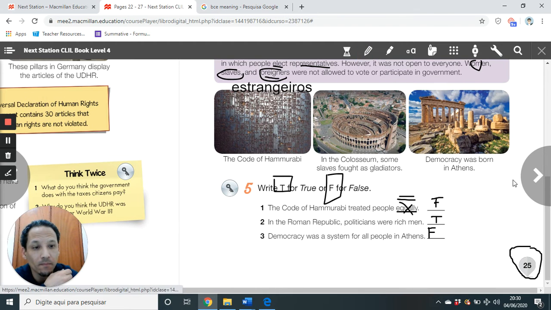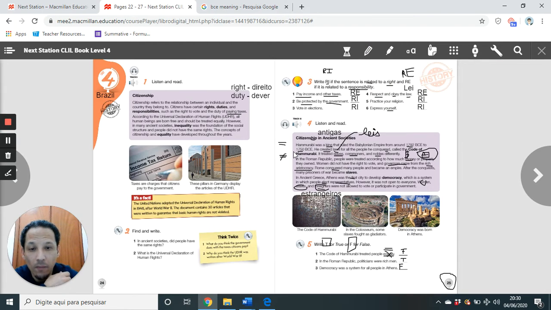Students, pay attention. One paragraph, two paragraphs, three paragraphs. Paragraph number one, Hammurabi. Paragraph number two, Colosseum, Roman Empire. Paragraph number three, Greece. Uma imagem, um parágrafo, um lugar. Um parágrafo, uma imagem. And pay attention, one paragraph, one exercise. Então, para cada parágrafo tem um exercício também. Ok?